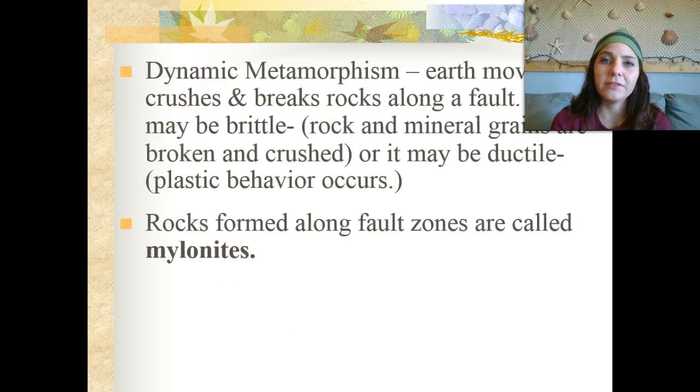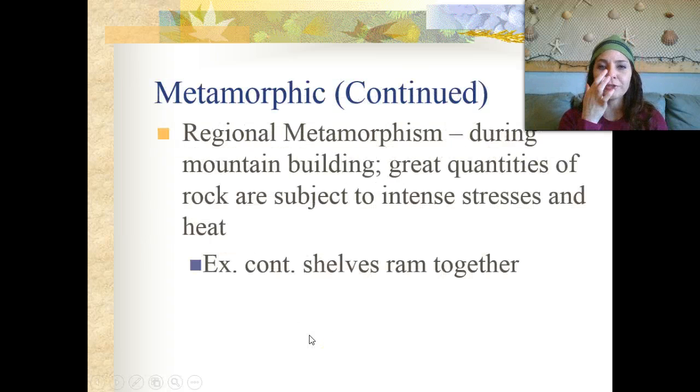We have dynamic metamorphism. This is when earth movement crushes or breaks rocks around a fault, and then the rocks can become very brittle. The rock and mineral grains are broken or crushed, and ductile or plastic behavior may occur. So rocks formed along fault zones are called mylonites. And we also have regional metamorphism. This occurs during mountain building, and this can also occur when great quantities of rock are subjected to intense stresses and heat. So for example, continental shelves that ram together.